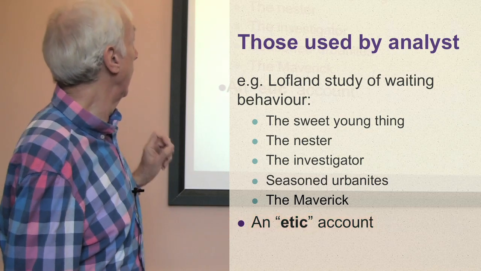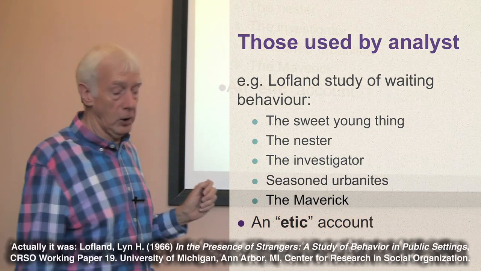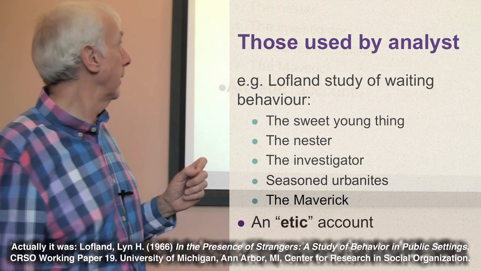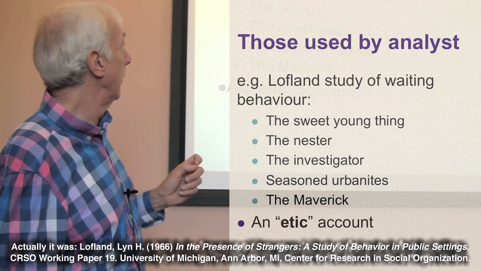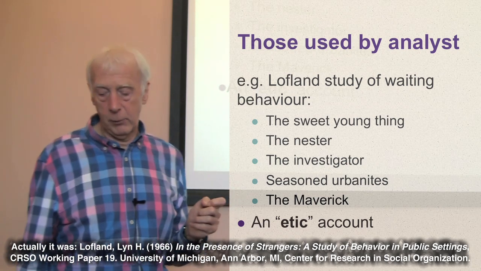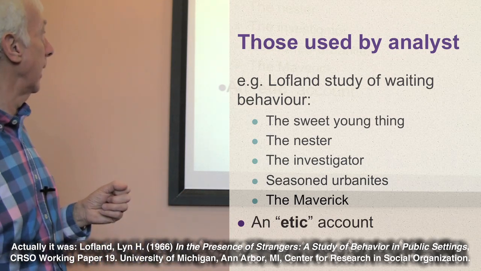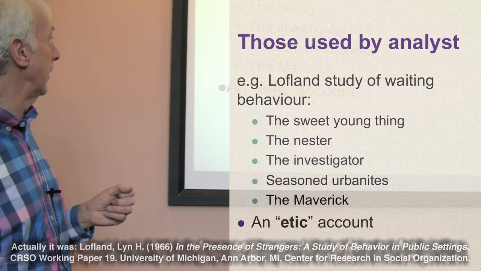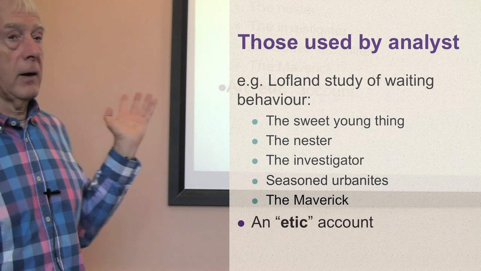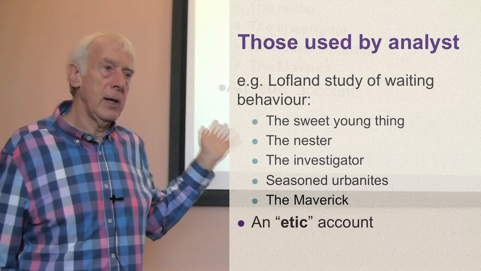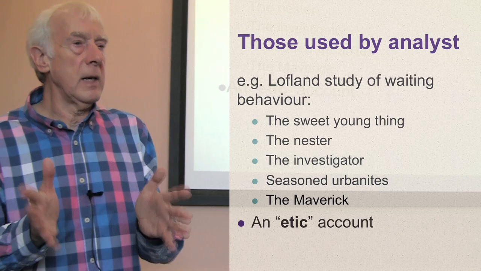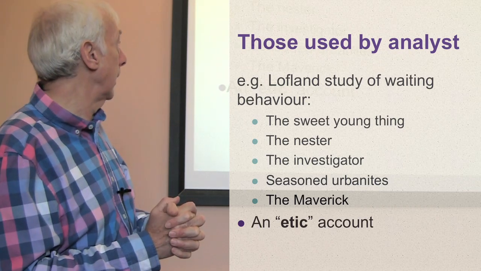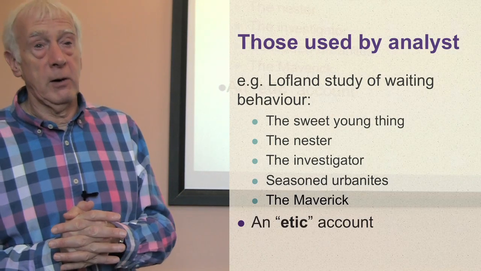This was a study by Laughland of waiting behaviour, people queuing and waiting, and how they did it. And he came up with five types of people, which he called the sweet young thing, the nester, the investigator, the seasoned urban writer, and maverick. Now, don't worry what those things mean, but he was trying to classify the different kinds of people he found waiting. This is something which advertisers do a lot.